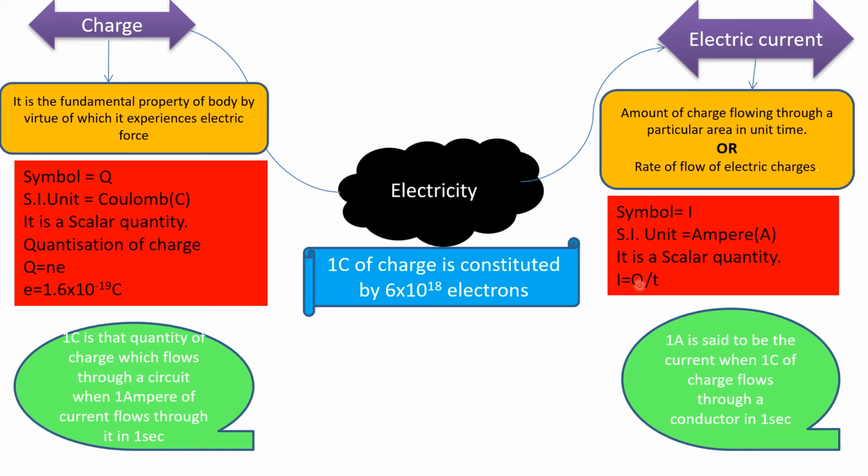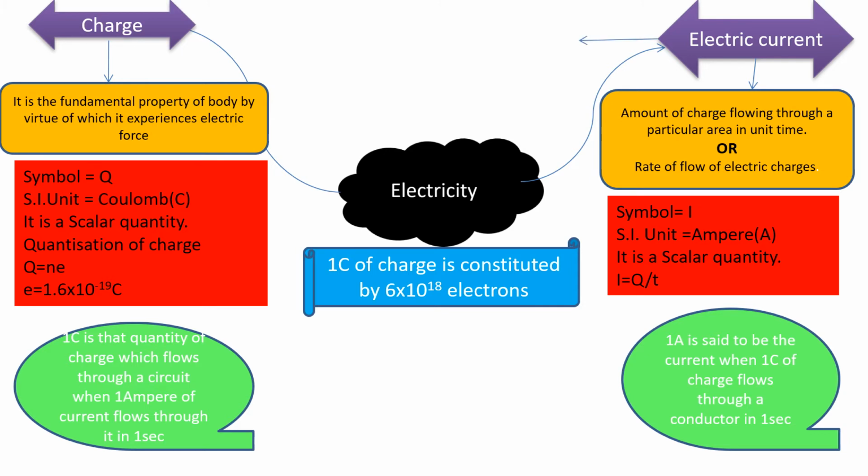Similarly, if we have to define 1 coulomb, that will be in terms of 1 ampere in 1 second, right? So now we'll define 1 coulomb. 1 coulomb is that quantity of charge which flows through a circuit when 1 ampere of current flows through it in 1 second. Right? So in both we have used vice versa. For 1 ampere, 1 coulomb of charge flows through a conductor in 1 second, and to define 1 coulomb of charge, when 1 ampere of current flows through a conductor in 1 second, then the charge is 1 coulomb. Right? So this is the definition of 1 coulomb and 1 ampere.